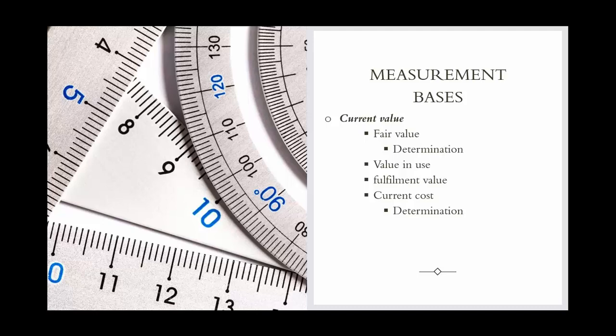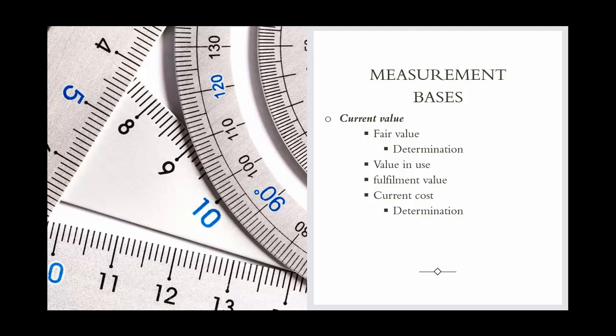Current value. 1. Fair value. Description: fair value is the price that would be received to sell an asset or paid to transfer a liability in an orderly transaction between market participants at the measurement date. This value reflects the perspectives and assumptions of market participants. Essentially, it's what you'd get if you sold the asset or paid to settle the liability today, considering what people in the market would pay or require in return.